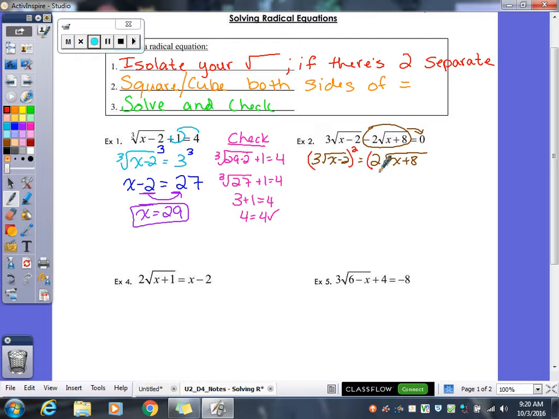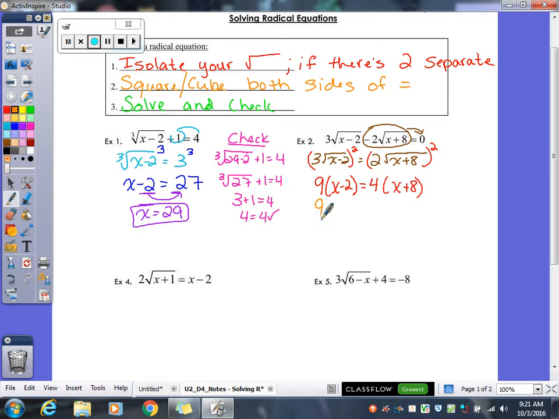We need to square both sides, because these ones are square roots as opposed to our cube root in example number 1. So we would square both sides. So 3 squared would give me 9. And then our radical goes away, because squaring the radical cancels it out. And then over here on my right side, 2 squared gives me a 4. And again, my radical sign gets canceled out, so I have just x plus 8.